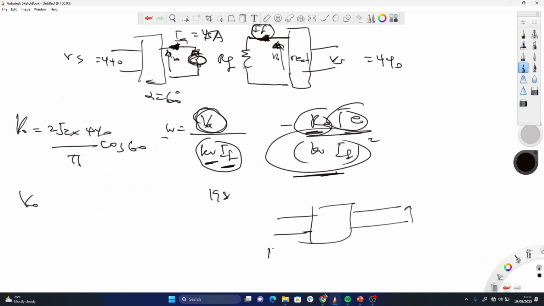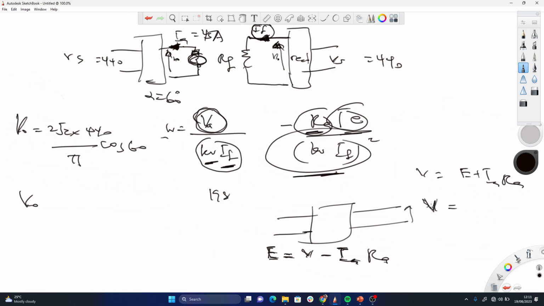So I know that for a motor, E is equal to what? V minus IA RA. E is equal to V minus IA RA. Right? So I know that V is equal to what? V is equal to E plus IA RA.